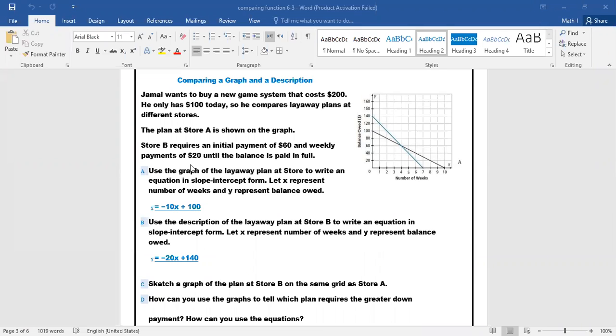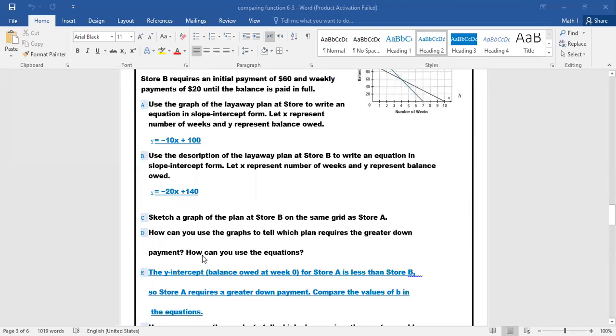And a weekly payment of $20 until the balance is paid, which means he's going to pay $20 per week. So the second equation will be y = -20x + 140. We are going to sketch both and then we want to solve.